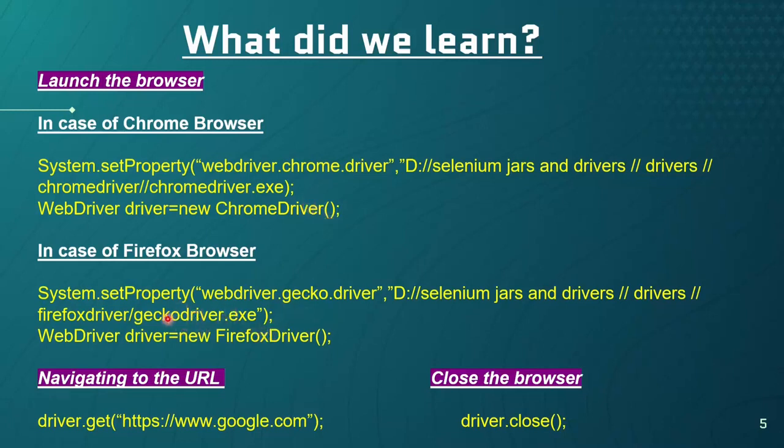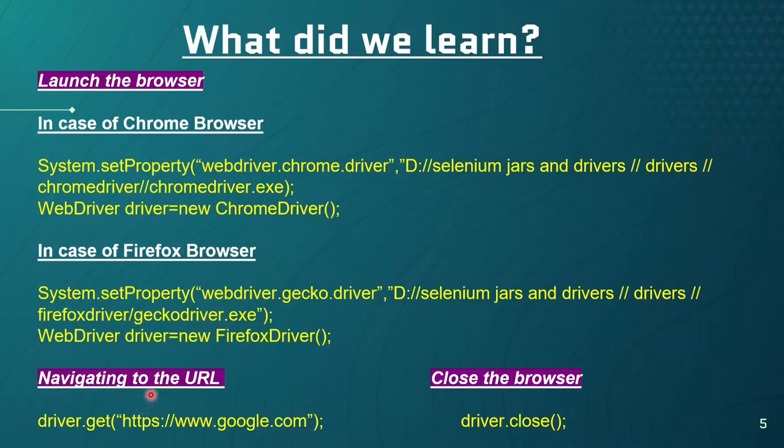Now in case of Firefox browser, we are going to write System.setProperty again, but the key value will change. That is webdriver.gecko.driver, and also the path where our Firefox driver is placed will change. Then the next command will be WebDriver driver = new FirefoxDriver(). Through this command, we are launching our Firefox browser.